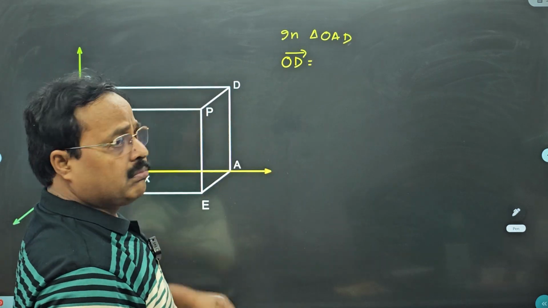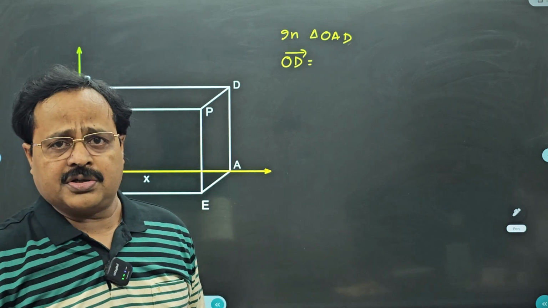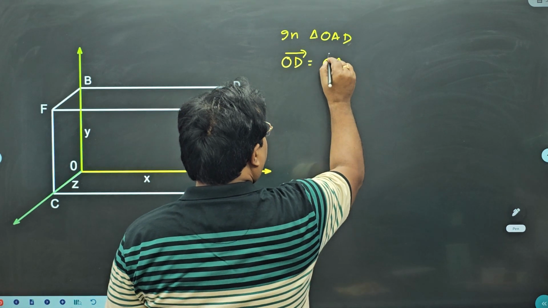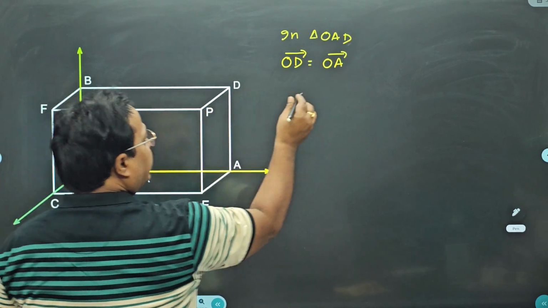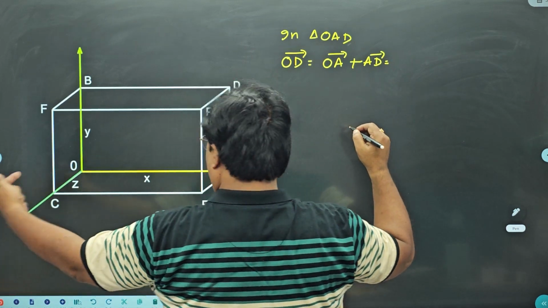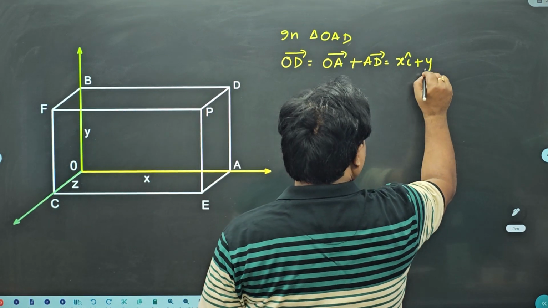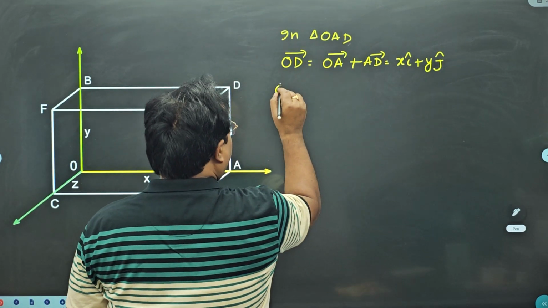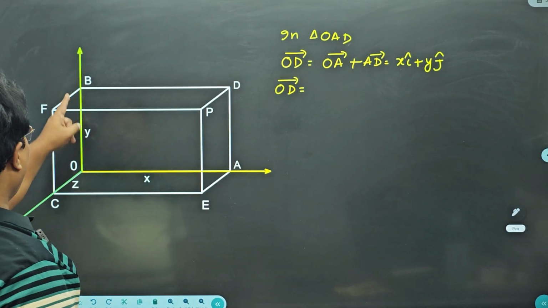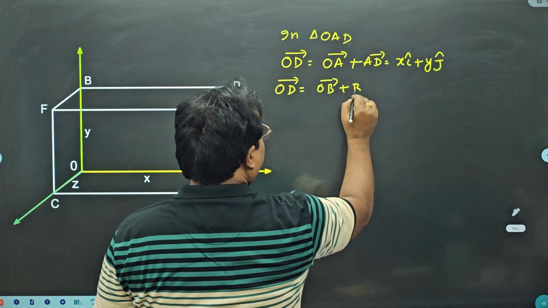How to reach OD? You can reach D from O in different ways. The easiest way being, you go from O to A, then A to D. This becomes OA, as we have already read. OA vector is xi cap plus AD vector is yj cap. Okay. Another way you write OD vector. How to reach D from O? Another route: OB then BD. You go from O to B, then B to D.